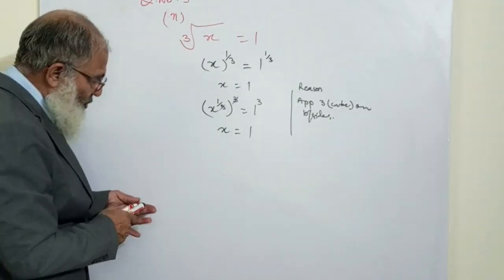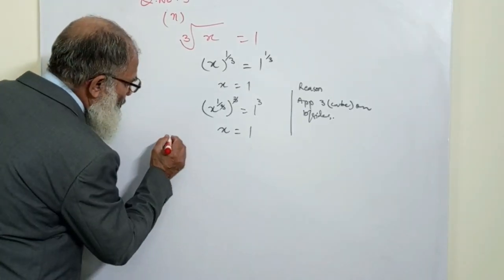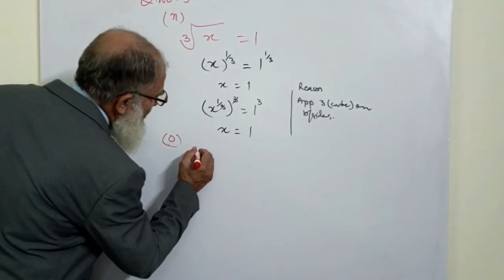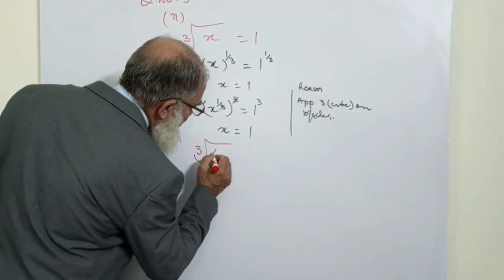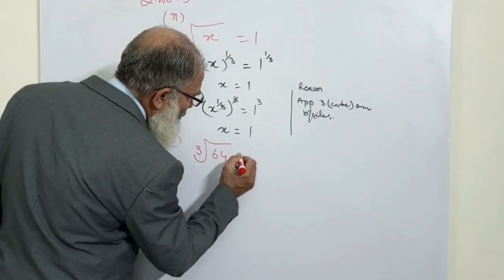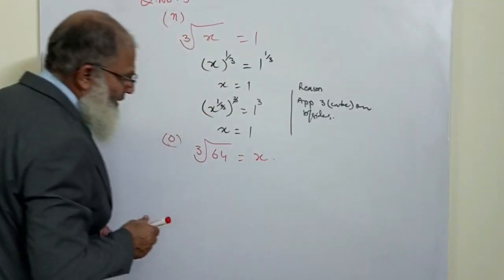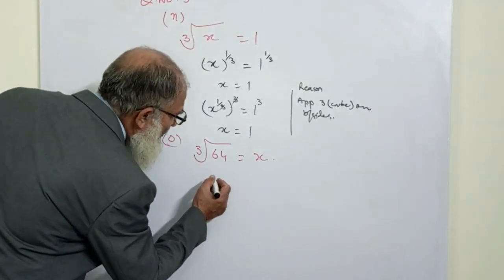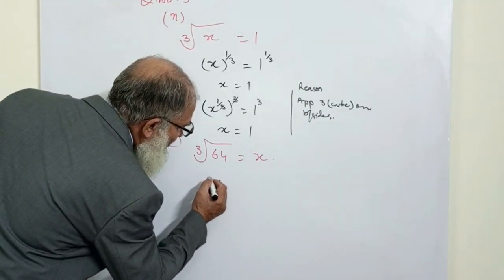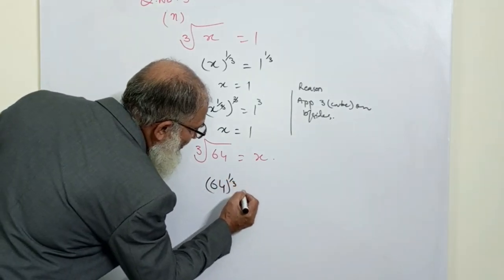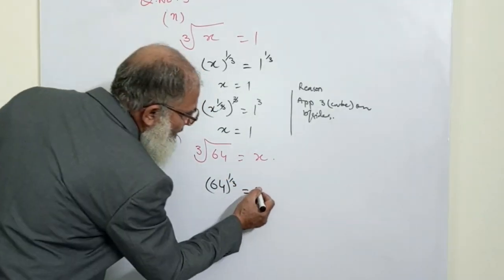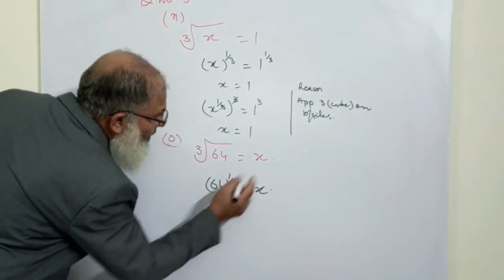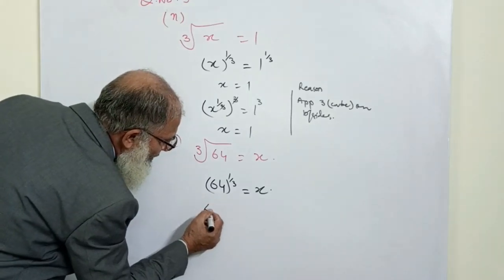Now I solve part number O for you, and that is cube of cube root of 64 is equal to x. Again, what we do here, the reasons remain the same. The reasons remain the same, and what we do here is we'll just do it like this, 64, and we'll apply this reason.